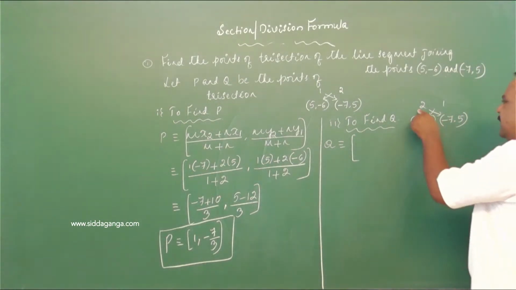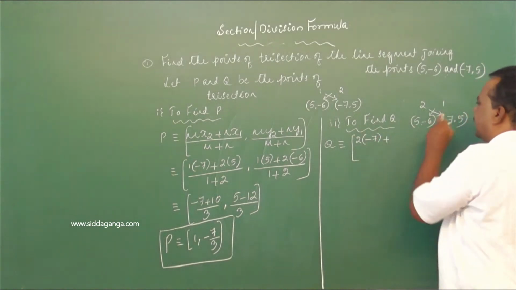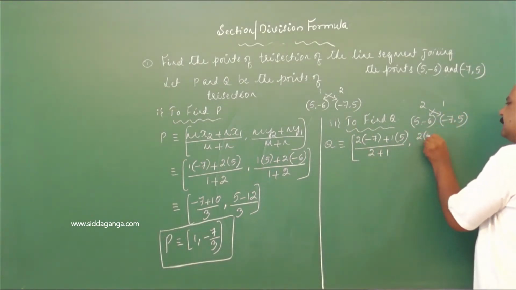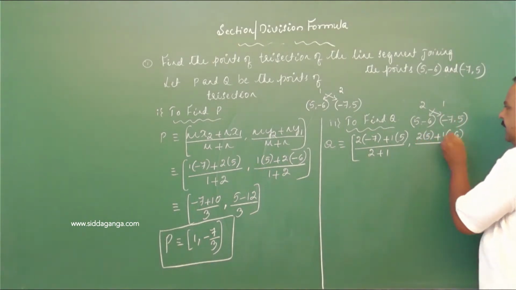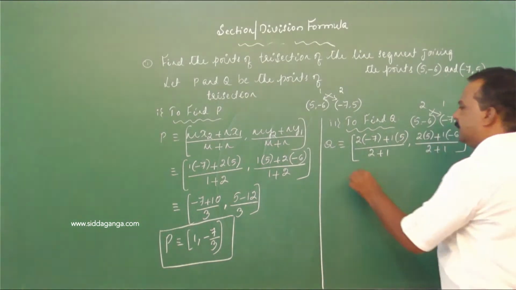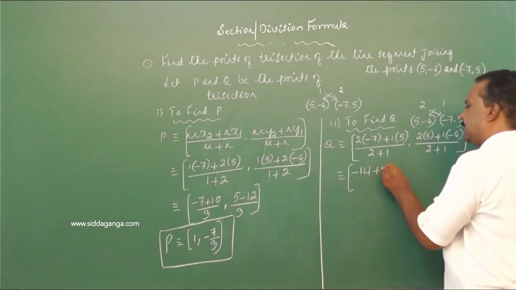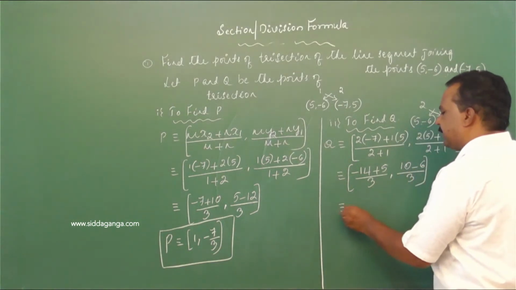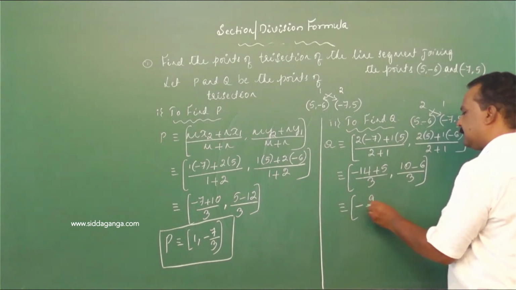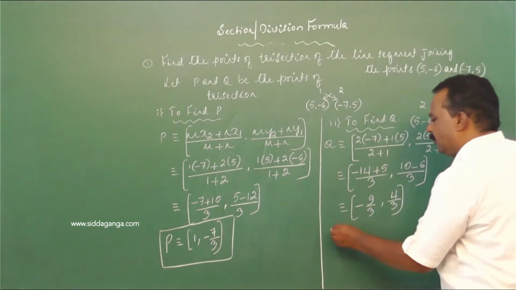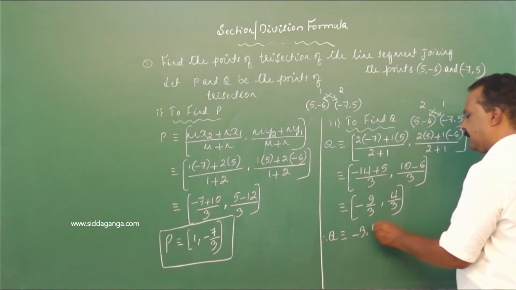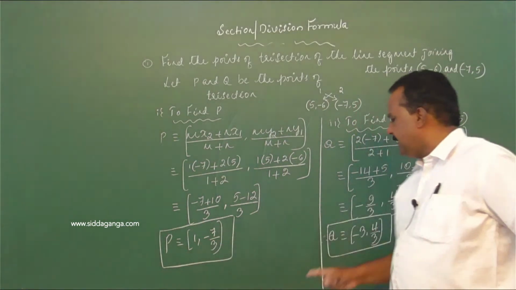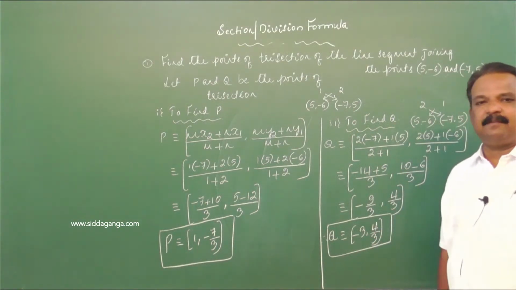Directly you can substitute. mx2, 2 into -7 plus nx1, 1 into 5 divided by m plus n. my2, 2 into 5 plus 1 into -6 divided by m plus n, 2 plus 1. Okay, -14 plus 5 divided by 3, 10 minus 6 divided by 3. Minus 14 plus 5 is minus 9 by 3. 10 minus 6 is 4 by 3. So, what are the coordinates of Q? Minus 3, comma 4 by 3. So, what are the points of trisection? 1, comma minus 7 by 3 and minus 3, comma 4 by 3. These are the points of trisection.